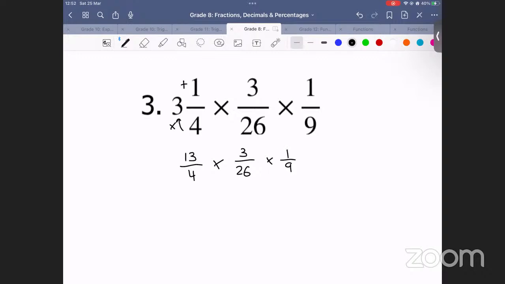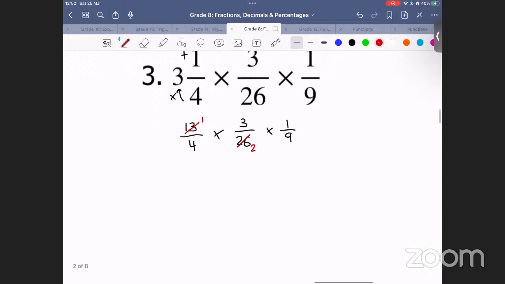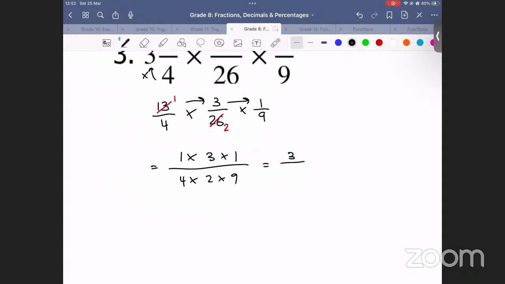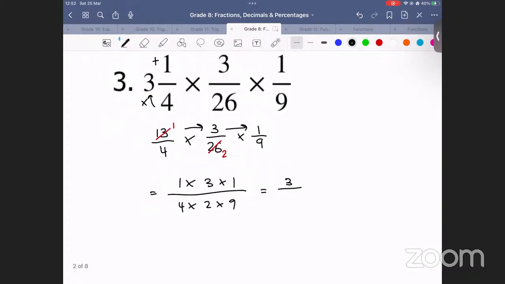Honestly, it doesn't look like we can simplify anything, yeah? Actually, we can. 13 and 26, because 13 goes into 26. So 13 divided by 13 is 1. 26 divided by 13 is 2. So now let's multiply in a straight line. 1 times 3 times 1 over 4 times 2 times 9, which is equal to 3 over 8 times 9.